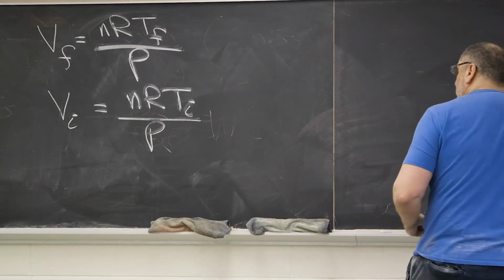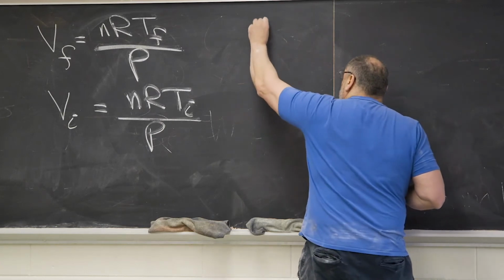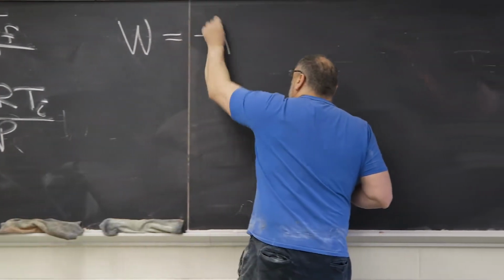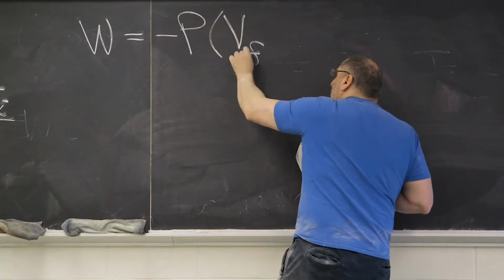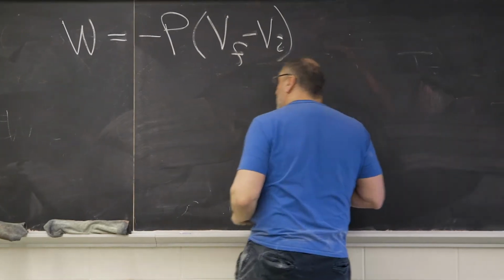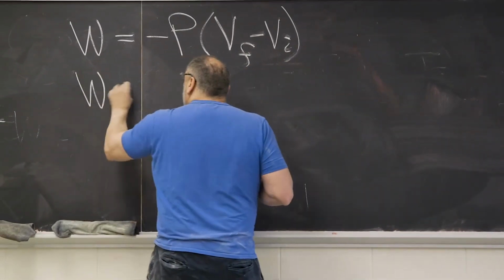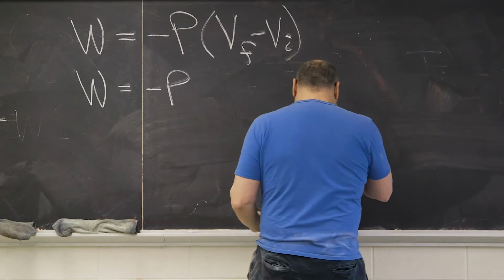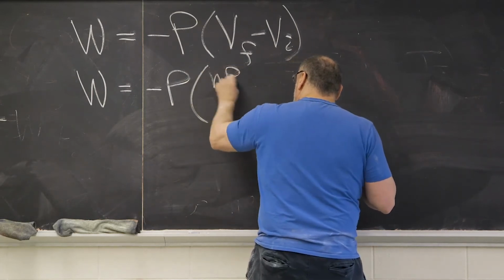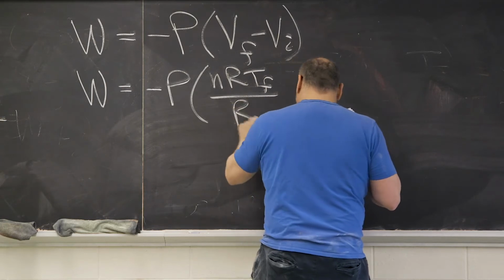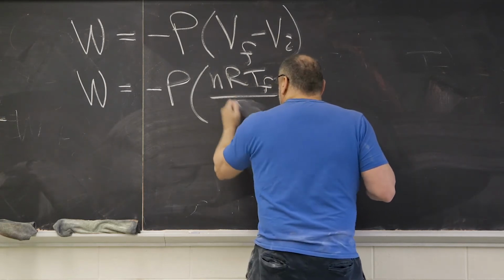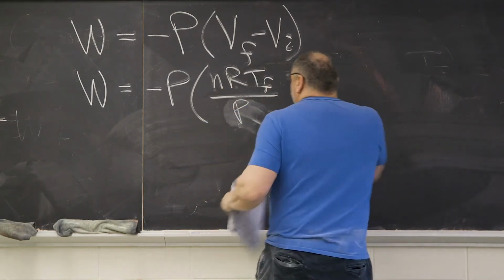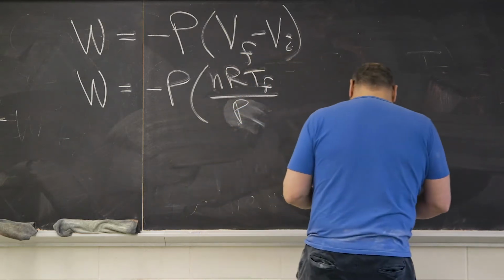Let's get down to the business of it. W is negative P times delta V. Negative P, then we say VF. We said constant pressure, so N is the same, R is the same, P is the same. N ain't changing, R ain't changing, P ain't changing.